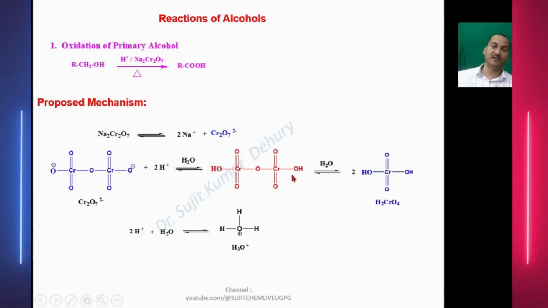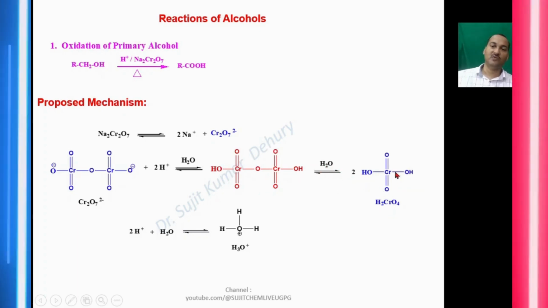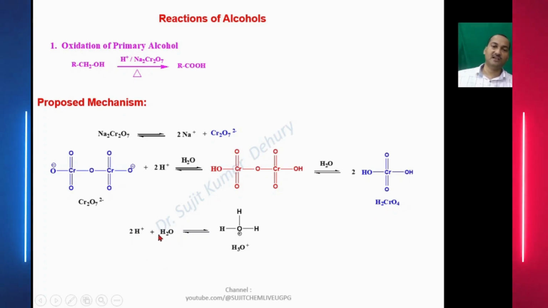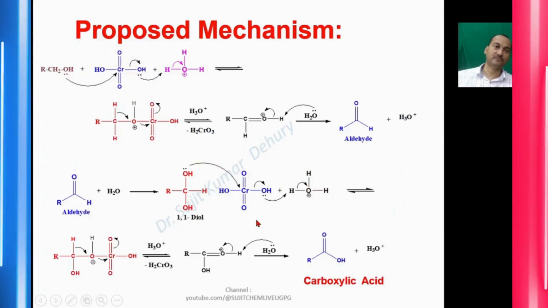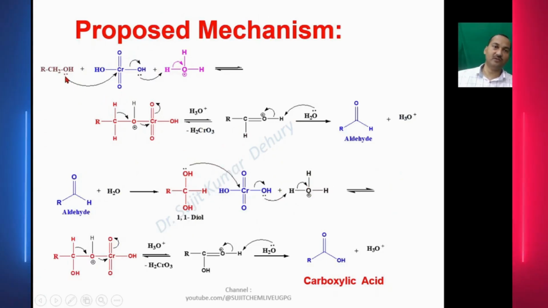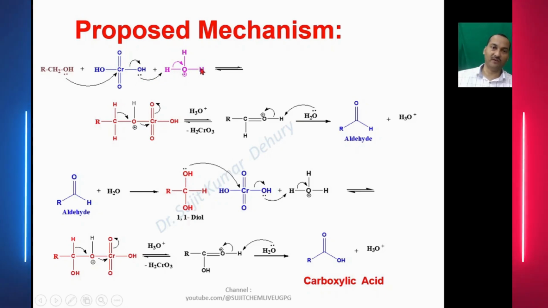In presence of acid, you get this compound. So it is unstable and it breaks down in presence of water, giving rise to more stable compound H2CrO4. And H+ can react with water, giving rise to hydronium ion. So while talking about mechanism, alcohol oxygen lone pair will attack this chromium center, and this Cr-OH bond will break on oxygen and it will take the proton from hydronium ion. So you end up with this intermediate.